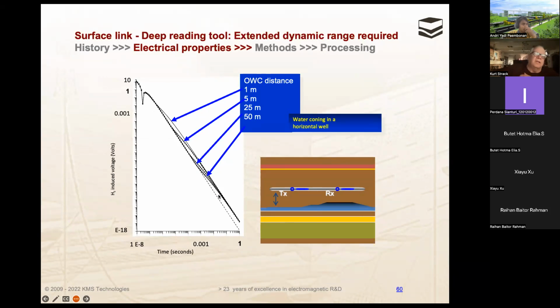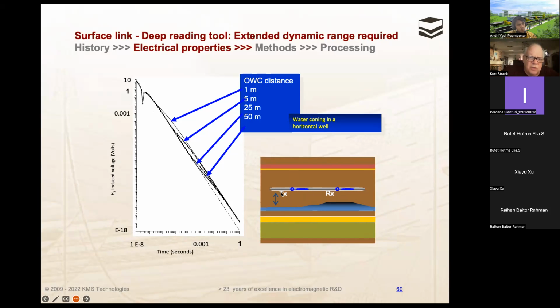And here is an example of such a deep reading tool we built a prototype for. This is used for horizontal wells. In a horizontal well, you drill a well, you produce oil, and when you produce oil, you suck up the water. So you want to see the water encroaching on the borehole to shut it off, because once the water reaches the wellbore, it destroys the reservoir and the production.